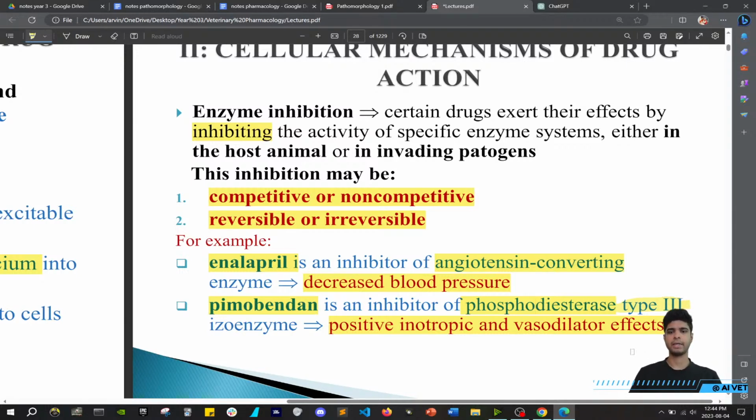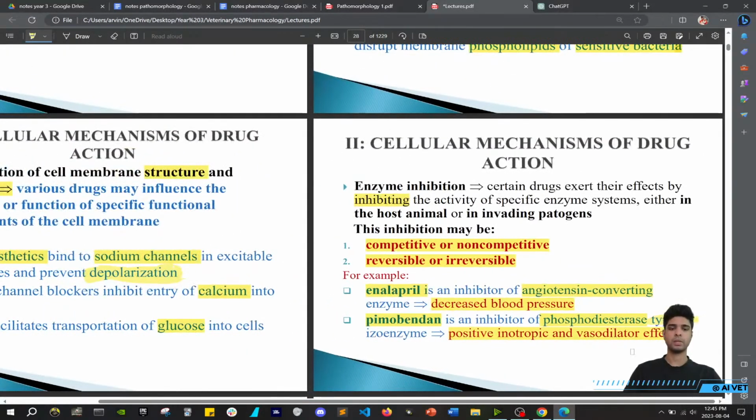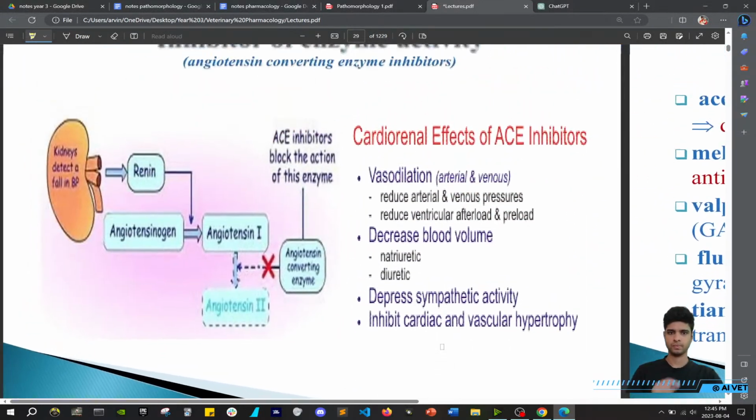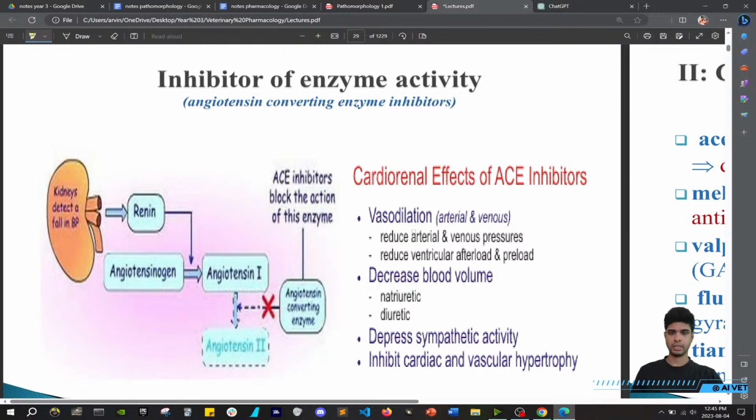So in this case, enalapril and pimobendan are both acting as inhibitors. One is inhibiting angiotensin converting enzyme, another one is inhibiting phosphodiesterase type 3. Pimobendan, phosphodiesterase; enalapril, angiotensin converting enzyme. One causes vasodilation, pimobendan. One causes decreased blood pressure. Okay, they are showing how it works.